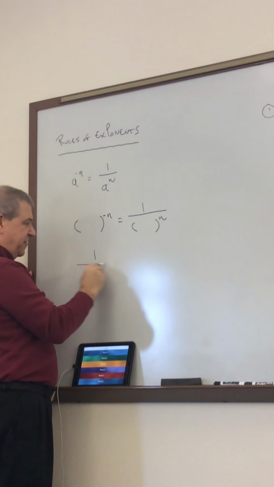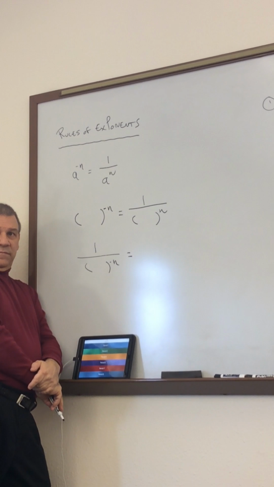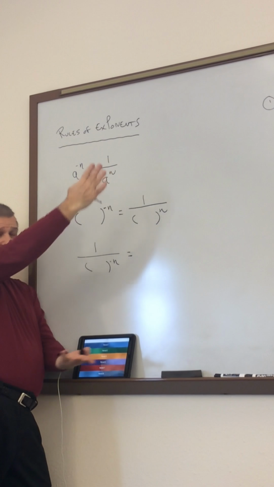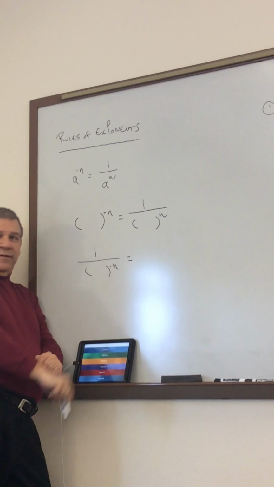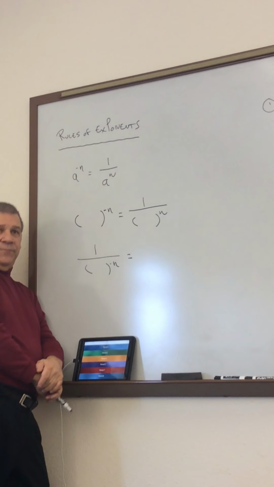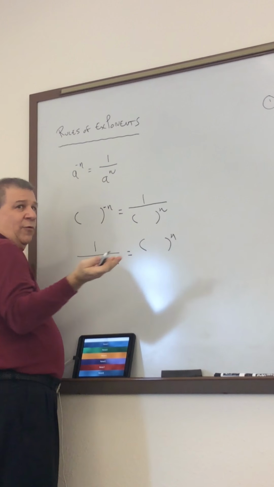What if you had this? Watch this. What do you think that would equal? Just do the same thing as I was doing over there, except you have a quantity. 1 over some quantity to the negative n. David? Quantity to the n. Quantity to the n over 1.